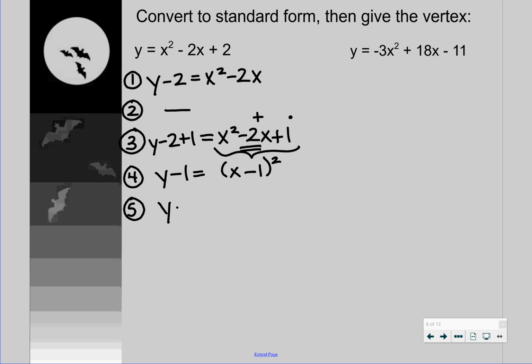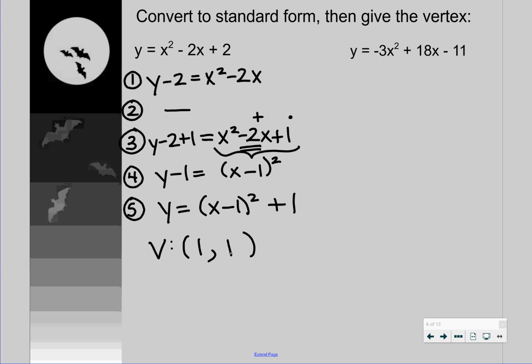Move that 1 back over. Final answer is (x - 1) squared plus 1. Can you tell me the vertex of this parabola now? What's the H? 1. What's the K? 1. That minus inside the parentheses is built into the formula.